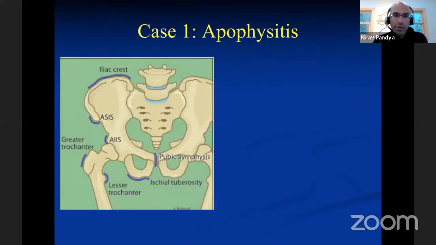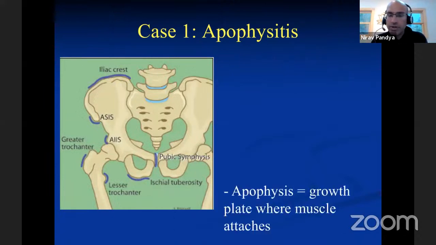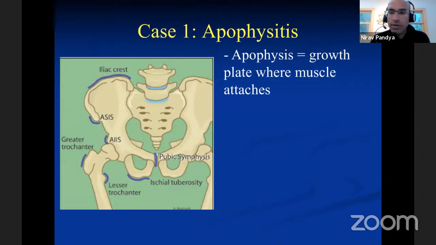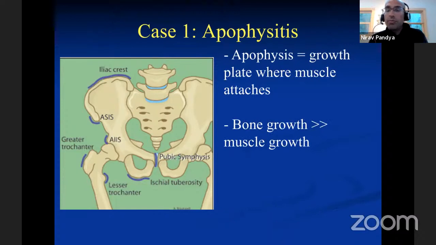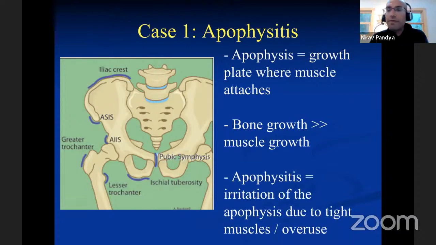So in terms of apophysitis, obviously the pelvis is one region where there's a lot of it, but in general, a lot of people ask, well, what is an apophysis? An apophysis is a growth plate where the muscle attaches and where bone growth is greater than muscle growth. So this is an area of high stress. And apophysitis is where irritation in the apophysis occurs due to tight muscles and overuse, and a lot of these go hand in hand.